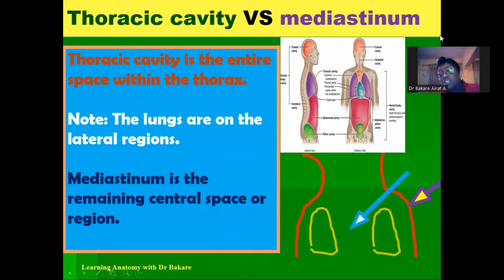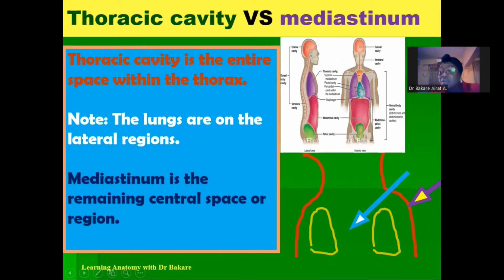Looking at this image up here, this is the thoracic cavity, and below the thoracic cavity, we have a demarcation that is called the diaphragm that tends to separate the thoracic cavity from the abdominal cavity. Within the entire thorax, the space that is located within it is the thoracic cavity.